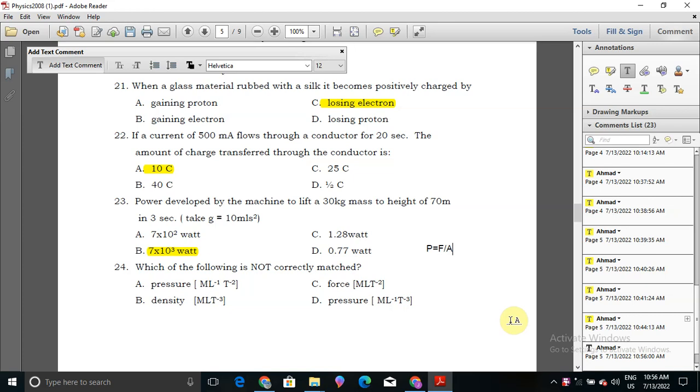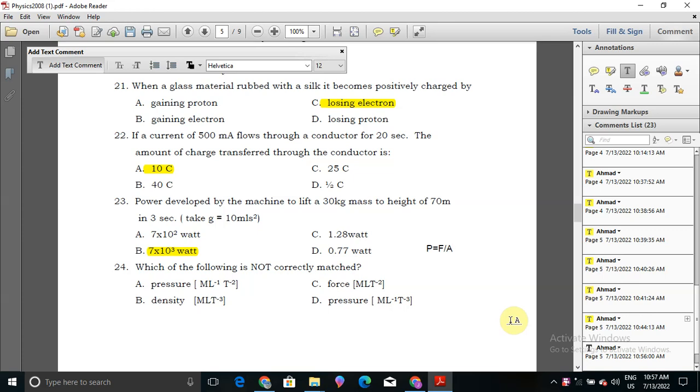And area, its unit is what? Meters squared, right? And its dimension is L to the power of 2. Now pressure will be MLT to the power of negative 2 over L to the power of 2. That means when we bring L to the power of 2 up, it will be ML to the power of negative 1 times T to the power of negative 2.